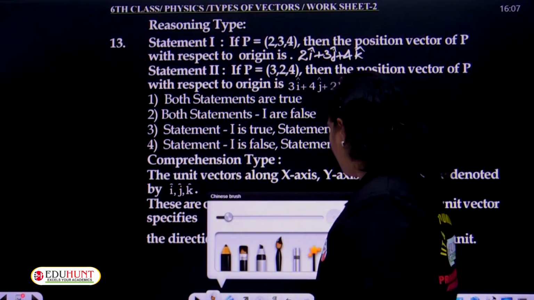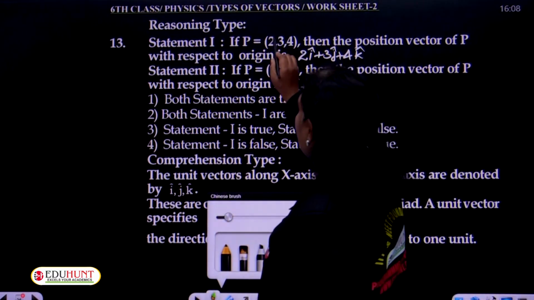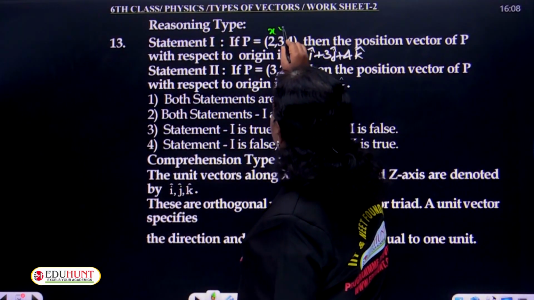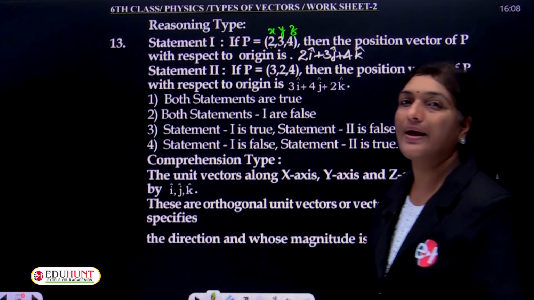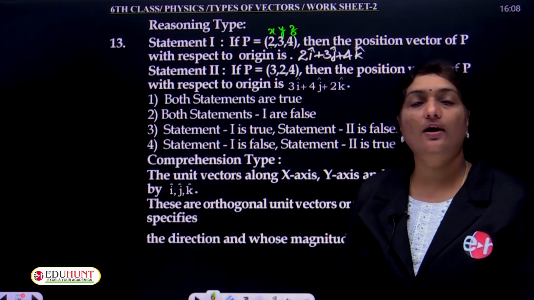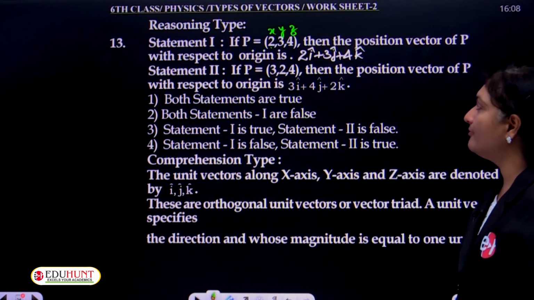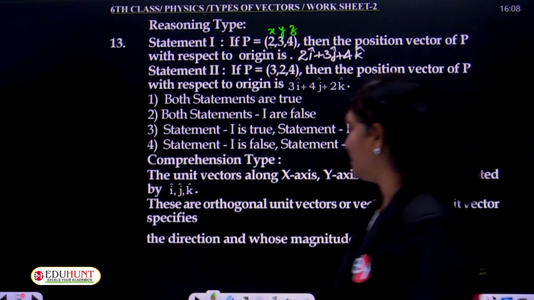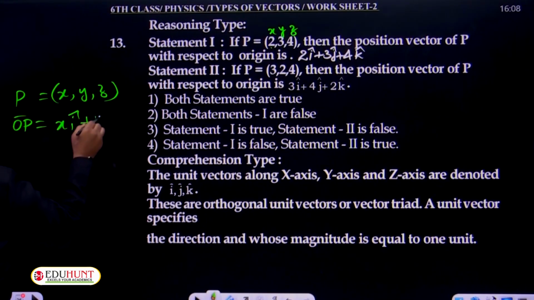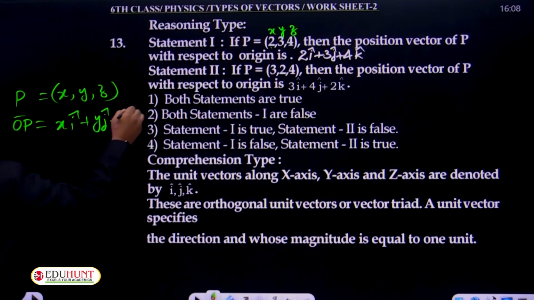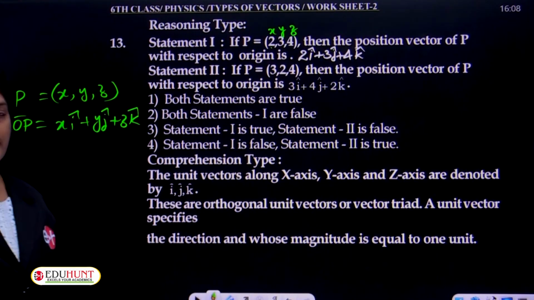So as we have discussed something related to the position vector, if P is given as something like this, it indicates that the first is the magnitude along the x-axis, the second is the magnitude along the y-axis, and the third one indicates the magnitude along the z-axis. If P of x comma y comma z is given, children, then the position vector OP bar from the origin can be written as xi cap plus yj cap plus zk cap. This is how a position vector is written.